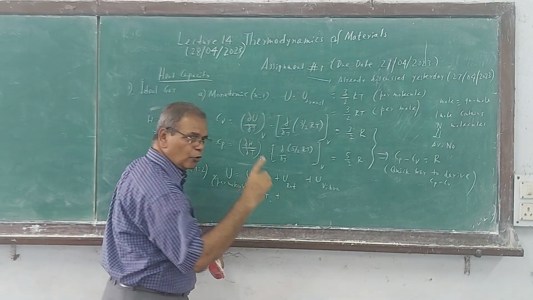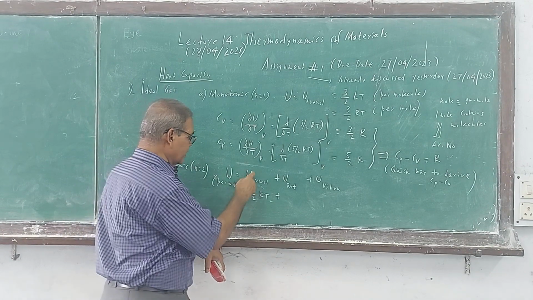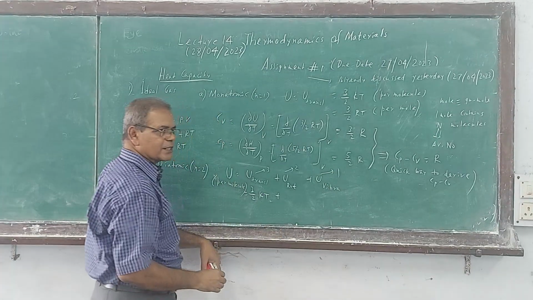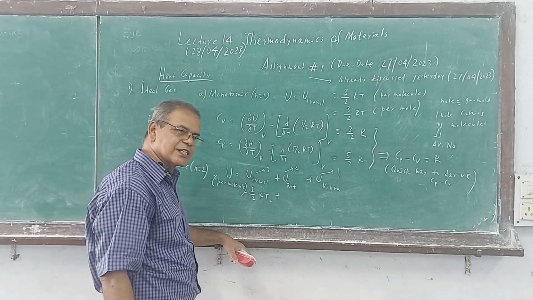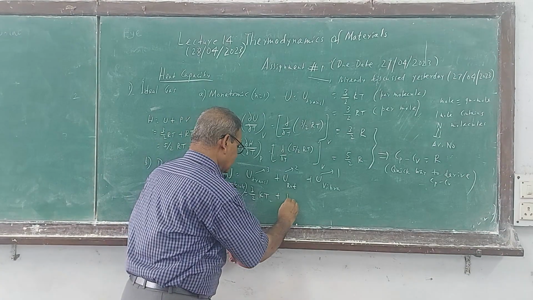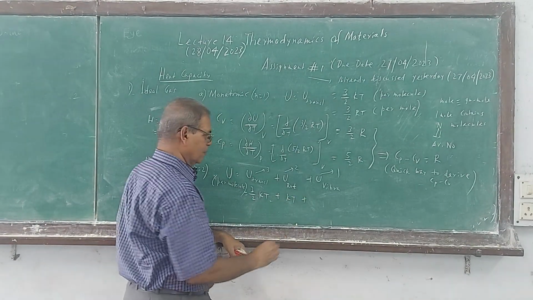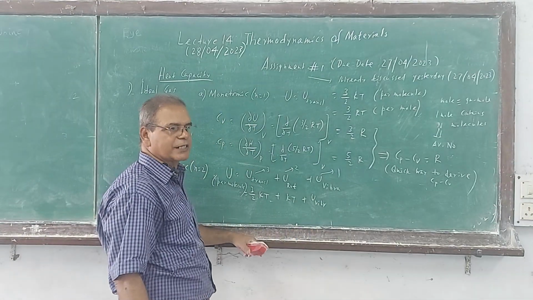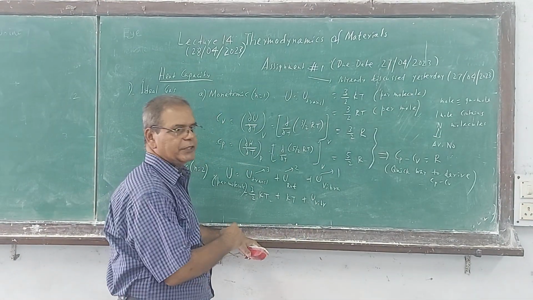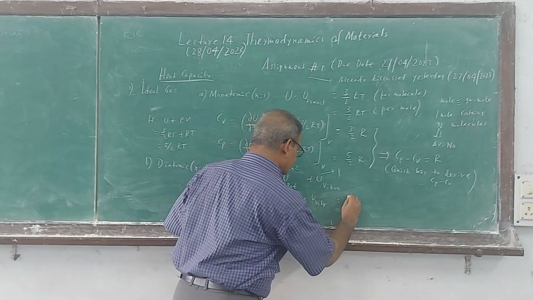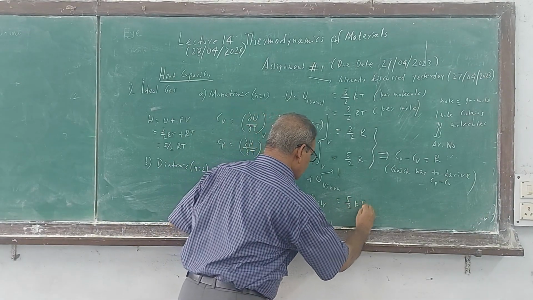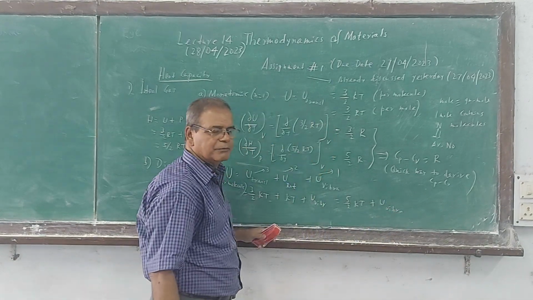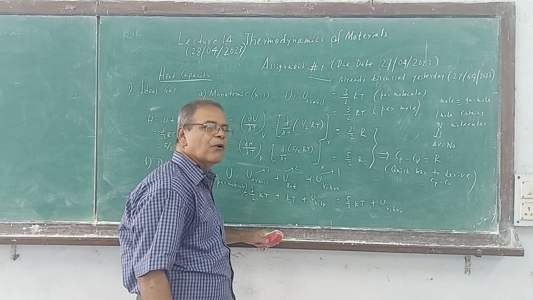What is this? 2 rotations, so 2. It is 3 translations, 2 rotations, 1 vibration, total 6. So the 2 is 2, again half kT each, so kT. Plus vibration, plus U vibration. Let me write it this way. Sometimes we ignore vibrational internal energy, but why, I will explain. So this is 5 by 2 kT plus U vibration.